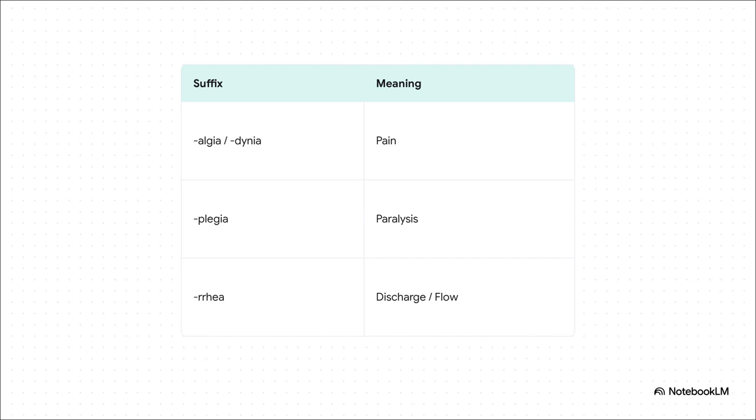So let's rip through our first set of symptom suffixes. You really want to think of these as the what is happening part of the word. If you see algia or dynia, boom, you immediately know the patient is in pain. Think neuralgia for nerve pain. What if you see plegia? Well, now we're talking about paralysis, a total loss of movement. And rhea, that's just a discharge or abnormal flow, like diarrhea.